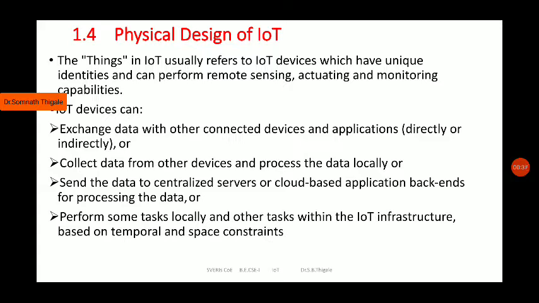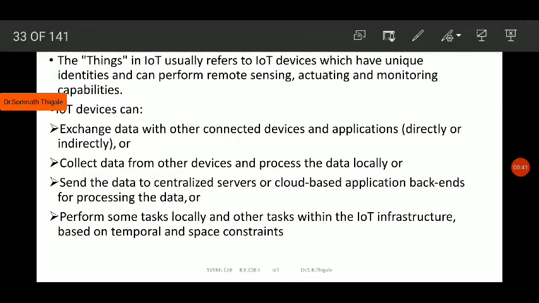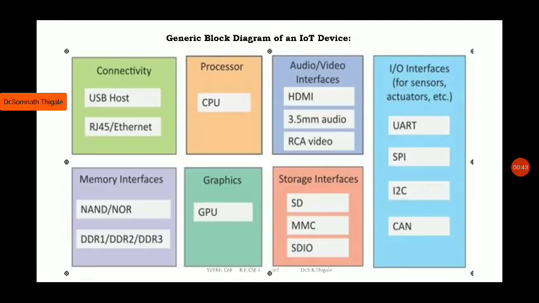I will just show you one simple diagram. Okay, just focus on this diagram. It is known as the generic block diagram of an IoT device. Here, if you look, we have different parts: IO interface, audio, video, processor, connectivity, memory interface, graphics, and storage interfaces.